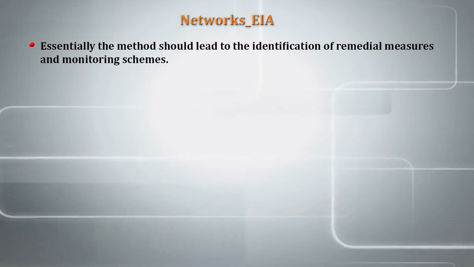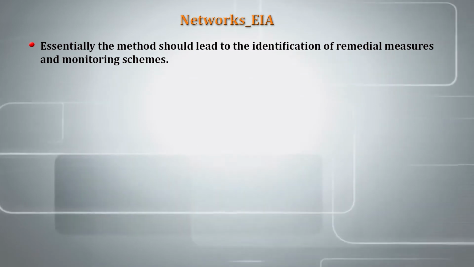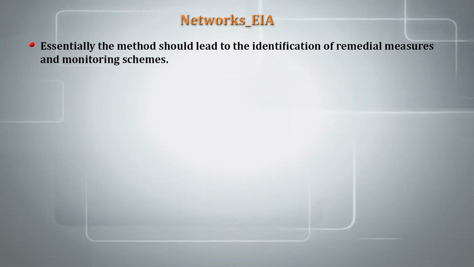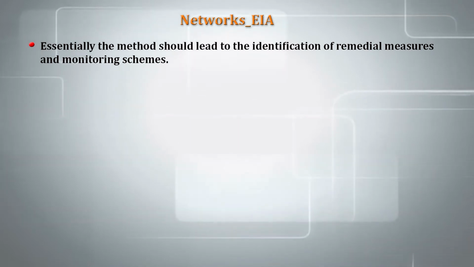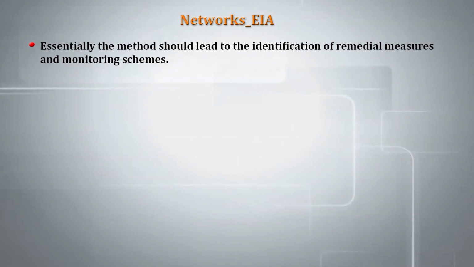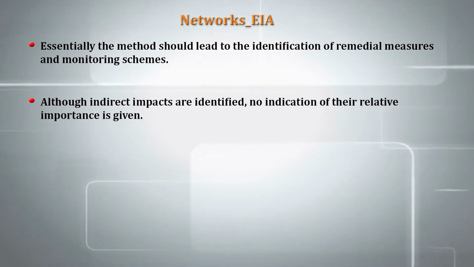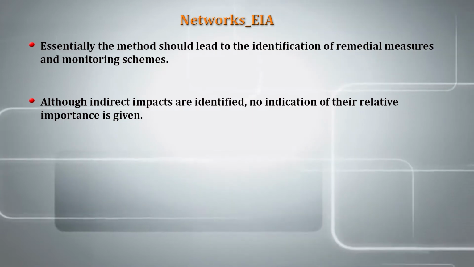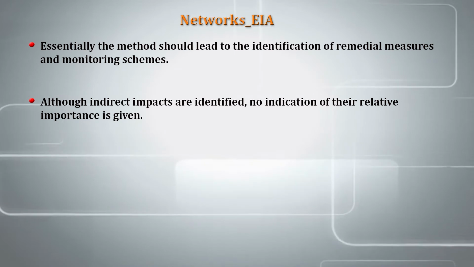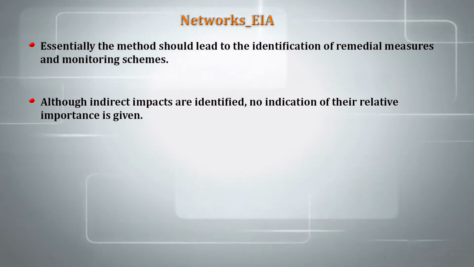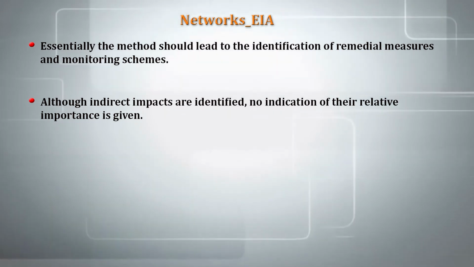Essentially, this network method should lead to the identification of remedial measures and monitoring schemes also. Basically, this is the purpose of the network method; it is aiming to fulfill these aims. As far as the positives are concerned, indirect impacts are identified through this method, but there is no indication of relative importance. That is one of the limitations of this particular network method.